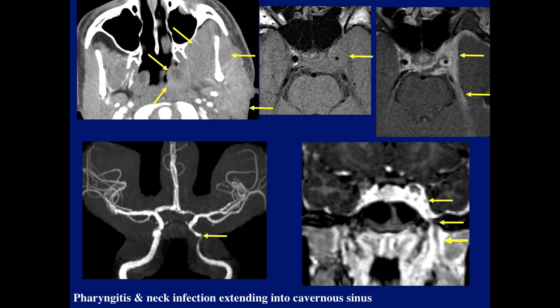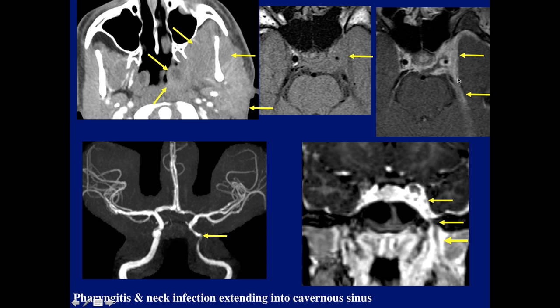And this is a case that I showed before when I talked about the cavernous sinus. This patient actually came in with a headache and a few weeks before had this pharyngitis that was involving the masticator space and actually extended superiorly along the mandibular nerve. Notice all this enhancement around the mandibular nerve was an enlargement of the cavernous sinus and Meckel's cave region. So this was really a case of a thrombosis of the cavernous sinus.